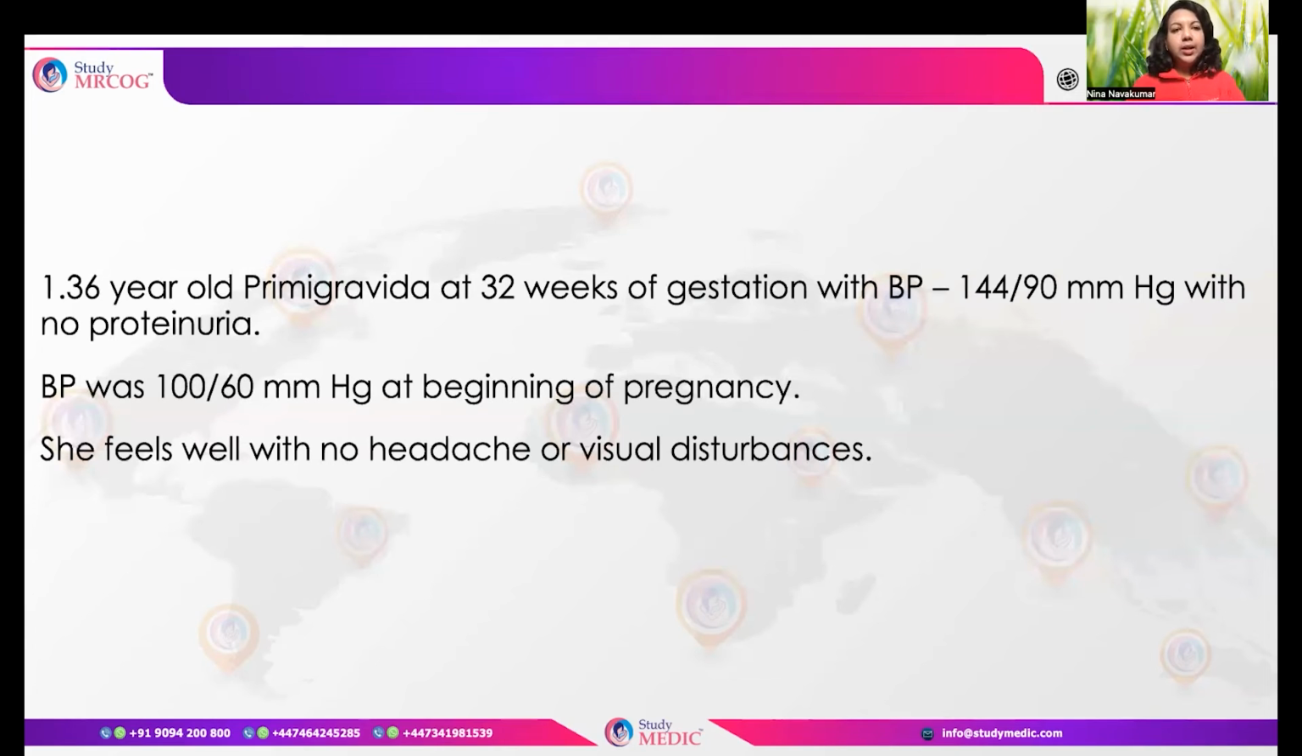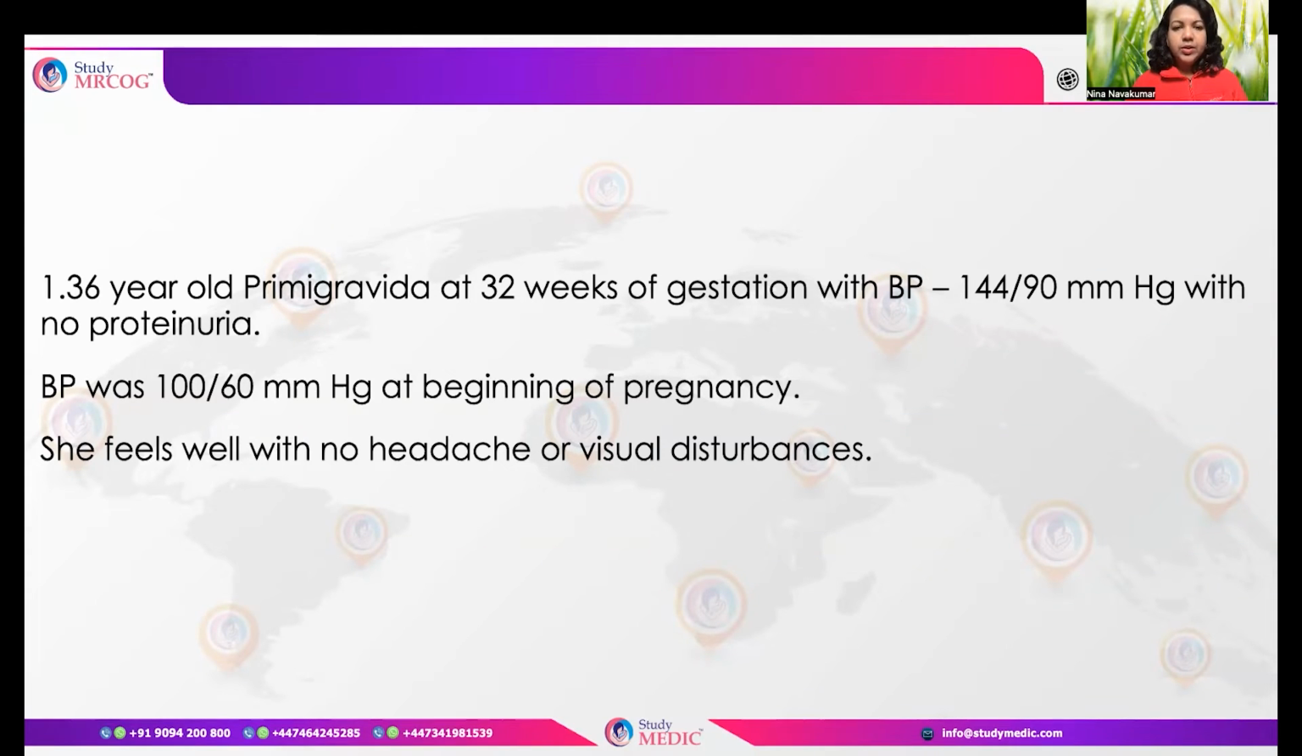Now moving on to the next EMQ. The first question: she's a 36-year-old primigravida at 32 weeks of gestation with a blood pressure of 144 by 90 millimeters of mercury, but no proteinuria. So here you can see she's 32 weeks and blood pressure is not in the severe range.